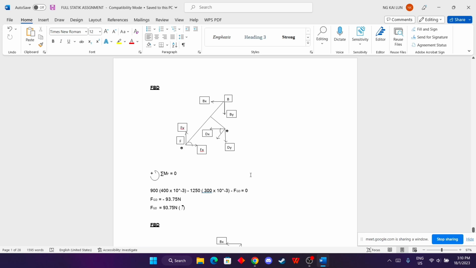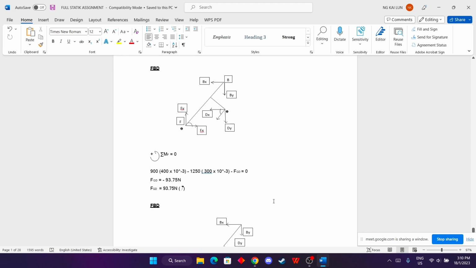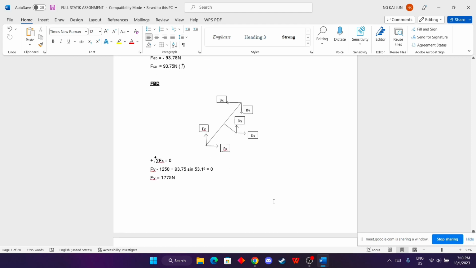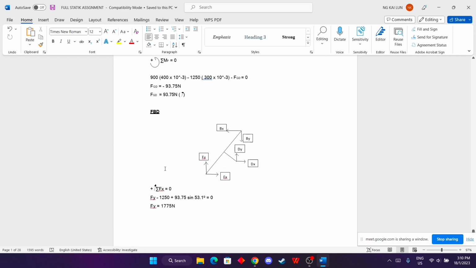Okay, next we move to the next FBD here, and moment F. Okay, moment F equal to 0, and then 900 times the length, minus 1250 times the length here, minus FGD equal to 0, and then we got the final answer FGD equal to 93.75 Newton.